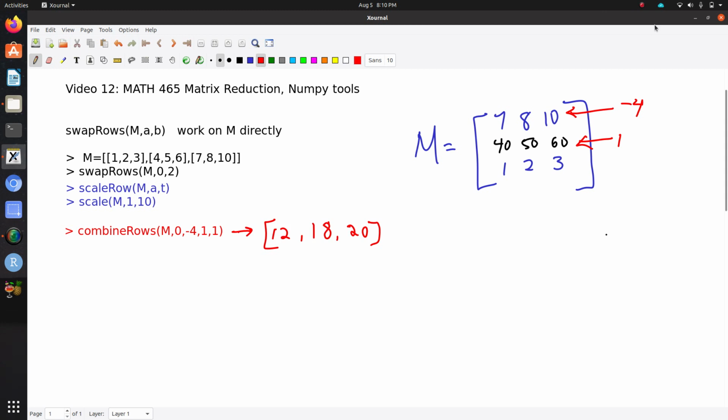So how does it calculate it in there? Let's just double check that I did this right. So it takes -4 copies of the first row, so it should be -28, -32, -40, and it adds it to 1 copy of the next row. And in this case, we should get 12, 18, 20. At least if I did that right.